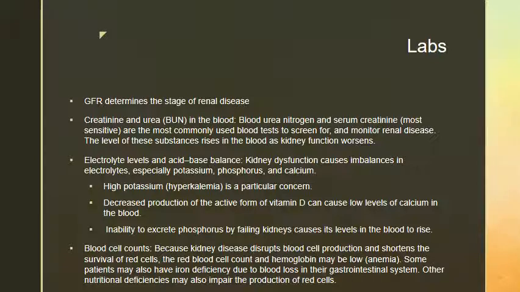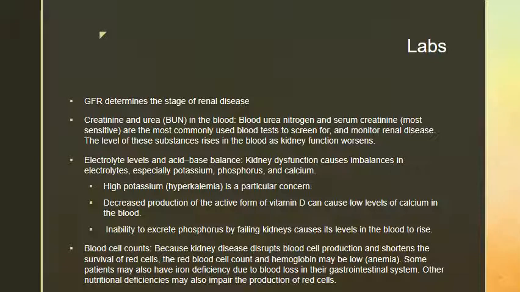The electrolyte levels, we do need to watch the acid-base balance, which you will have much more discussion in Child 1 about. But the electrolytes we want to pay special attention to is potassium. These patients are at risk for hyperkalemia. Decreased production of the active form of vitamin D can cause low levels of calcium in the blood. An inability to excrete phosphorus by failing kidneys can cause elevation in the blood to rise. So make sure that you keep track of these 3 electrolytes for sure.